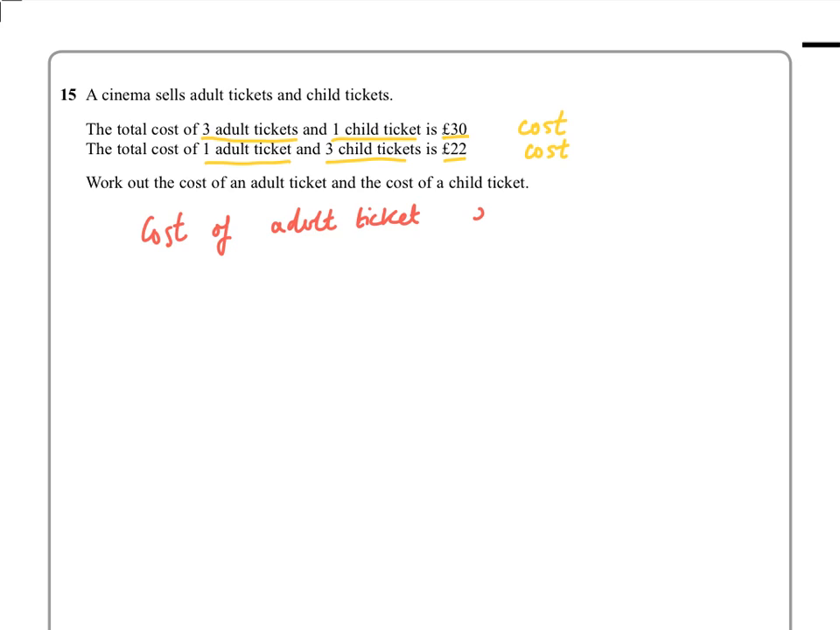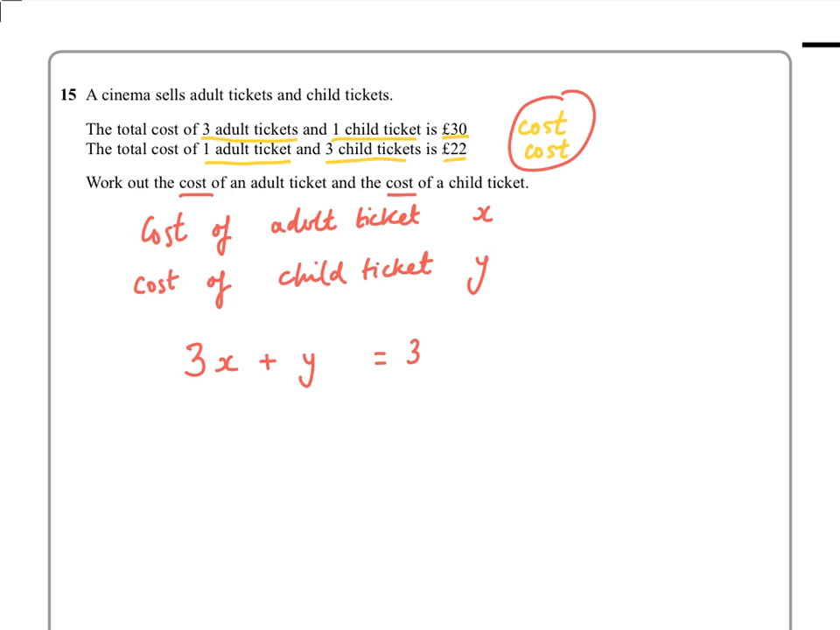just let that equal, say, X. So it's got to be the cost of the adult ticket, and the cost of the child ticket, just let that equal Y. So don't forget, we're talking costs here because this is what you've got to find. So in the first situation, we've got 3x plus y is 30 as a total cost. And in the second scenario here, we've got 1x plus 3y is 22. So what we need to do is just solve these simultaneously.